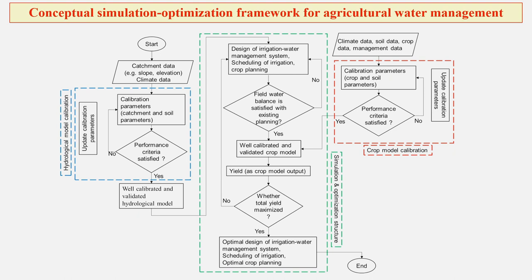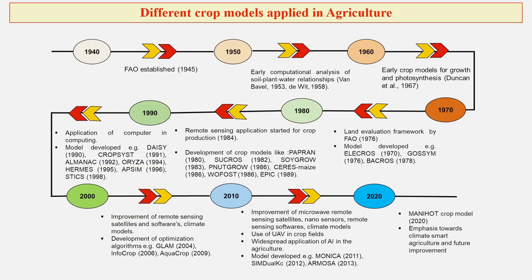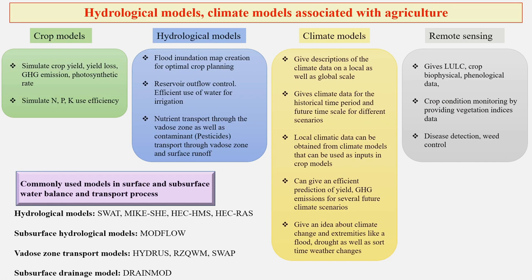So we also discussed the conceptual simulation optimization framework for water management. We also shared with you how crop models have evolved over the last few decades, starting from the very beginning of the crop modeling days until their very recent development. Then we discussed hydrological models, climate models, and how they are linked with agricultural production, and how these different models can utilize one of the most important resources, water, in the best possible manner to give better outcomes, which is food production or agricultural production, and various other uses for generating livelihood for people.